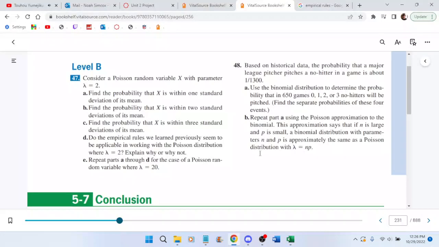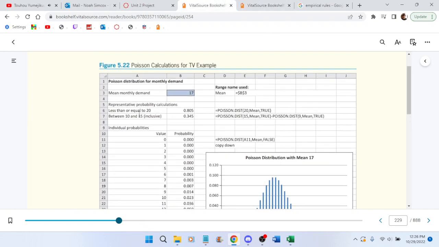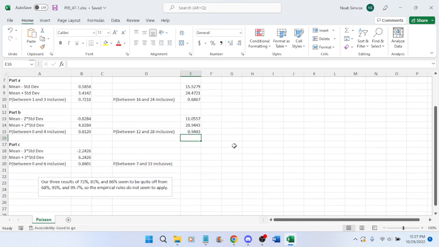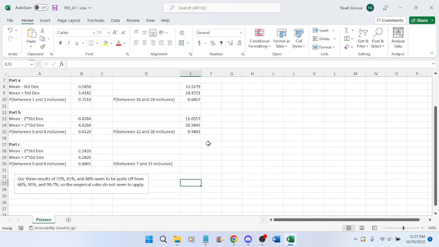I'm just going to double check this again. They're doing one less than the number. See, look, they have 10 and 15, but they do one less than 10. See, 9. I'm following what they do, even though they don't explain themselves. Holy crap, these are actually getting close to those empirical rules.